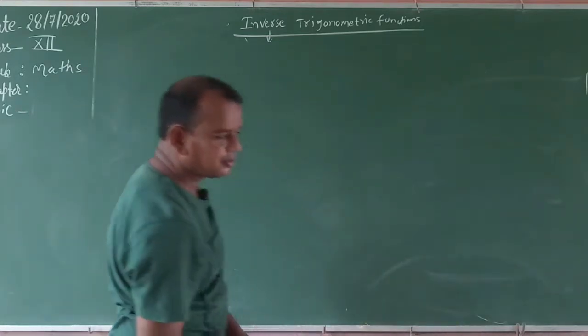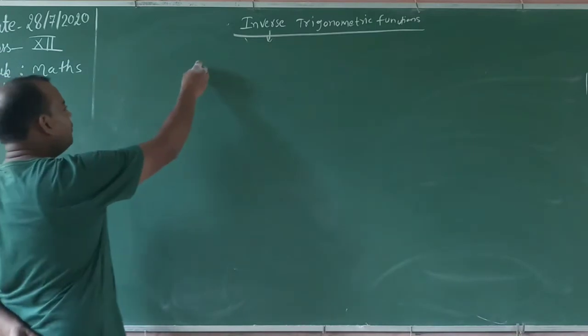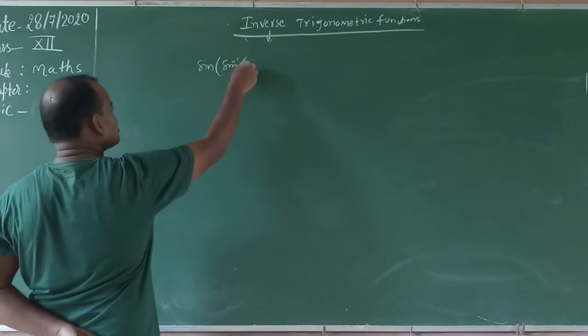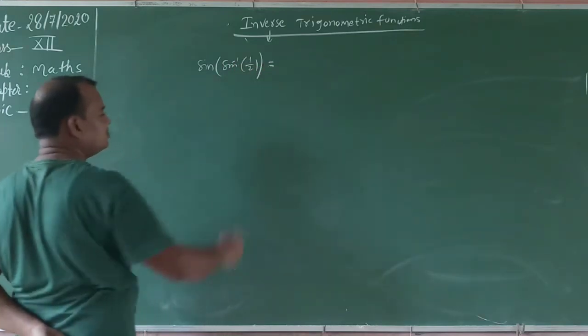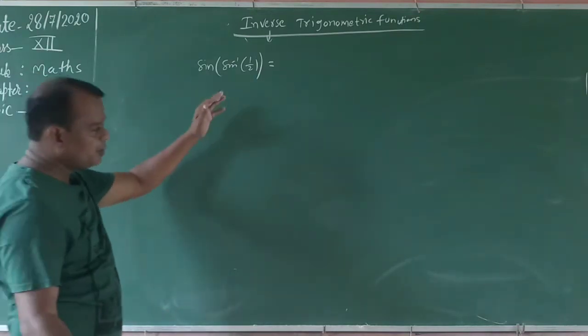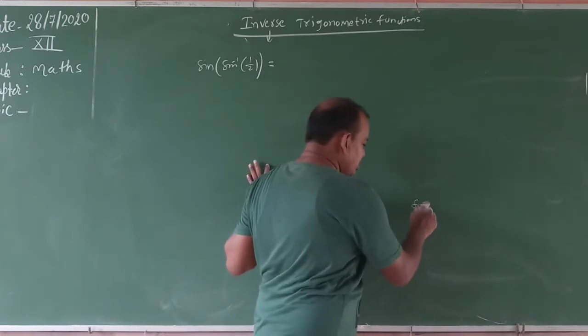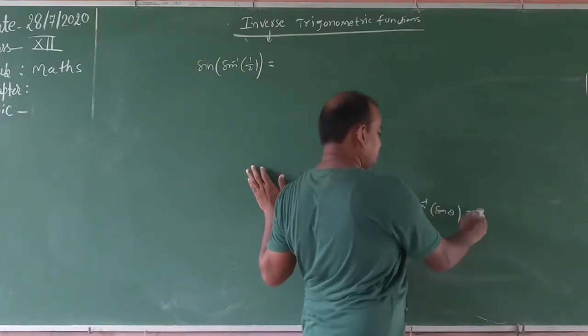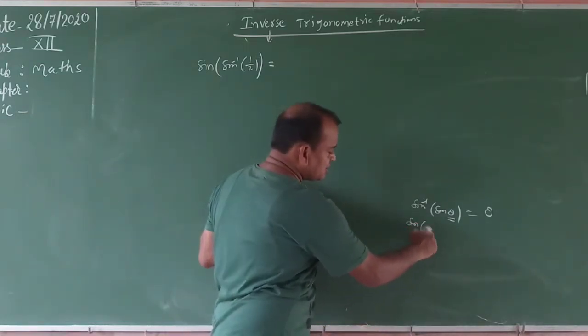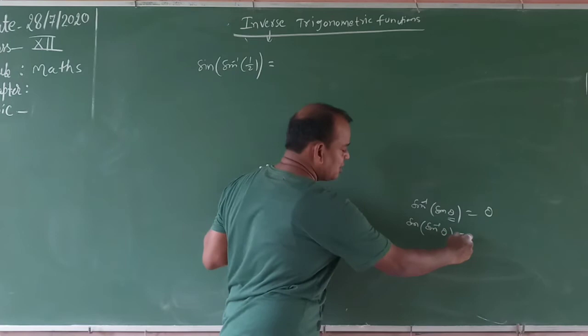Now suppose sine inverse of 1 by 2. What is the answer? In this one, compulsorily the value belongs to minus 1 comma 1, where x belongs to it. Before that, what I am telling you: sine inverse of sine theta is equal to theta, where theta belongs to 100%, minus pi by 2 to plus pi by 2.